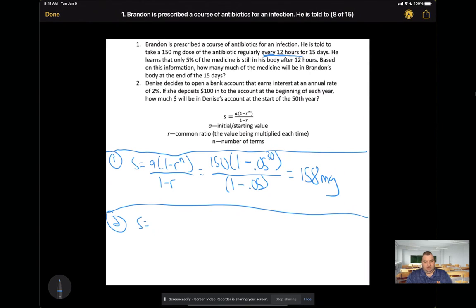So let's again write out our formula. So our initial value in this case is going to be the initial deposit. So that's going to be $100. For my R value, because it's an investment, it's going to be 1 plus the percentage. So in this case, it'll be 1 plus 0.02 or 1.02. My N value in this case is going to be 50 since we're looking for the 50th year.